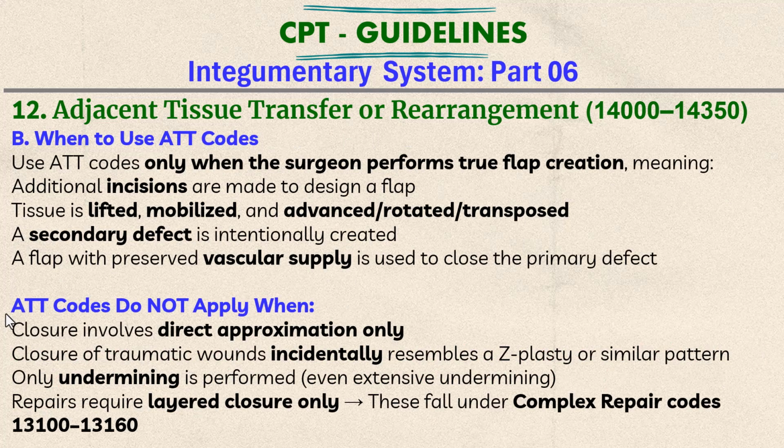So when to use these adjacent tissue transfer codes? Use adjacent tissue transfer codes only when the surgeon performs true flap creation, meaning additional incisions are made to design a flap, and tissue is lifted, mobilized, and advanced, rotated, or transported. There, a secondary defect is intentionally created. A flap with preserved vascular supply is used to close the primary defect. So the adjacent tissue transfer codes do not apply when closure involves direct approximation only.